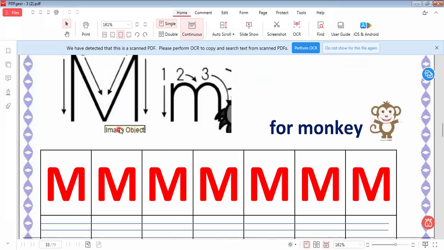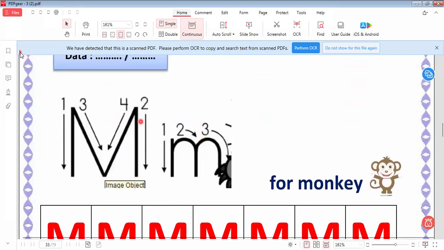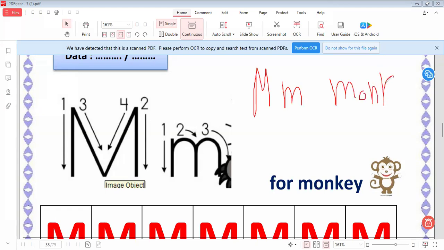So here we have M capital, M small. M for what? M for monkey. How can I write capital M and small m? I write capital M and small m as it is. This is capital M and this is small m. M for what? M for monkey. So here I stop on letter M. So today I will review from letter J to letter M.